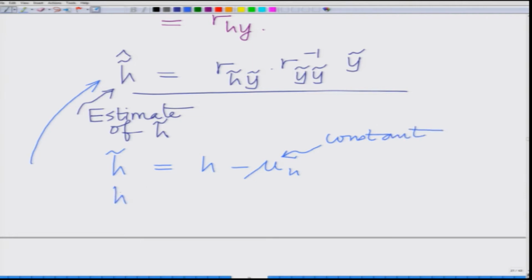Therefore, the estimate h tilde hat equals simply the estimate h hat minus mu h, because mu h is simply a constant. So, h tilde equals h minus mu h, which implies the estimate of h tilde, that is h tilde hat, equals the estimate h hat. What is this h hat? H hat is the estimate of the original parameter h.